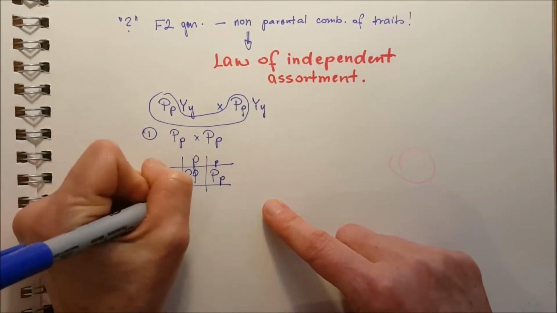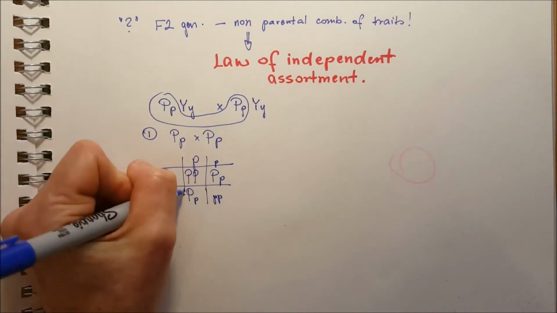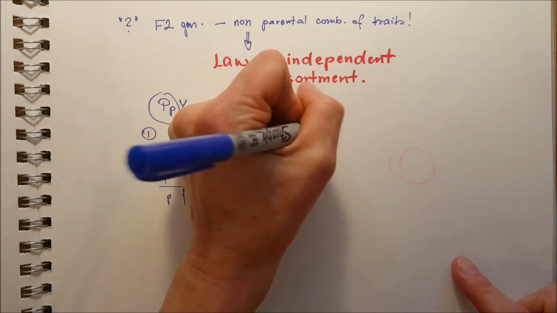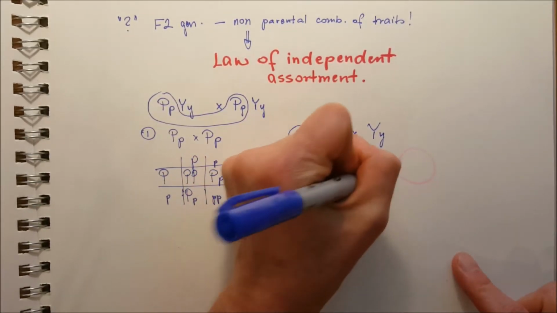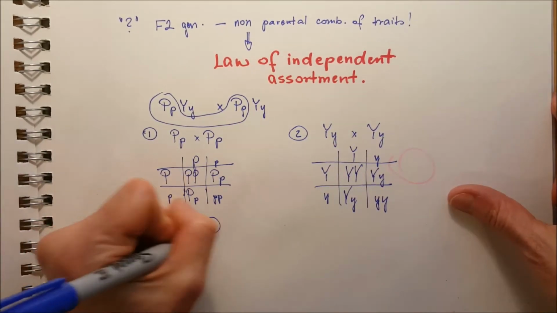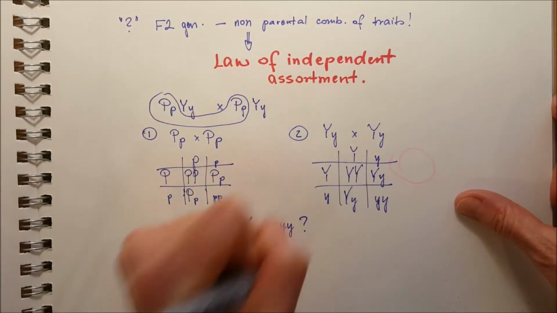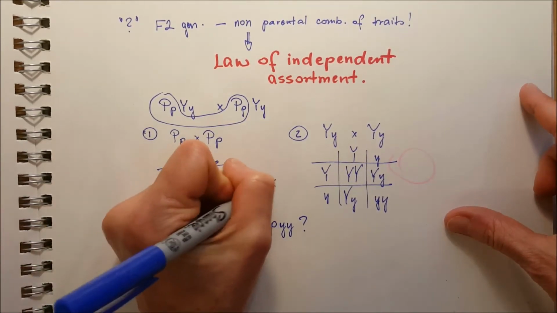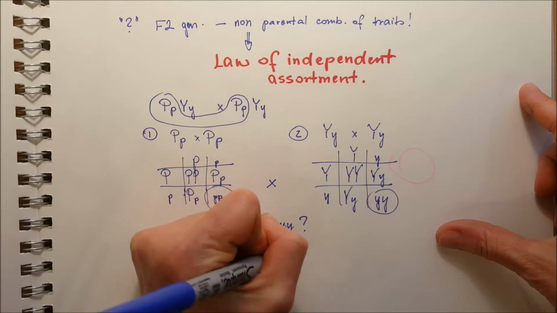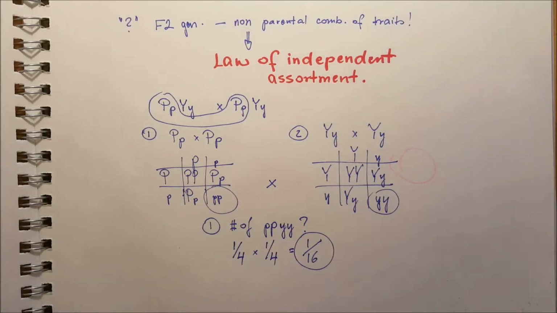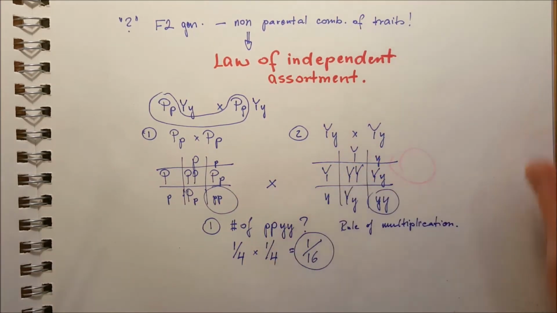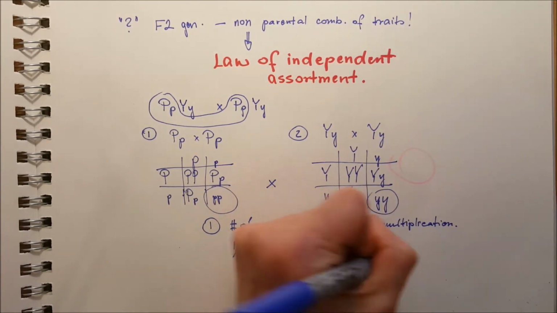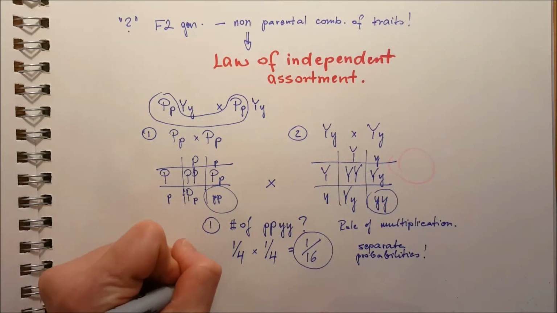So, how to make it shorter? We check only the color of the flowers independently, and the seed color. We do the Punnett square, the easy one, and now we figure out how many will be homozygous recessive: 1/4 for the P and 1/4 for the Y. So we multiply them together, the rule of multiplication, because the probabilities are independent from each other. When we multiply, that's going to be 1/16.